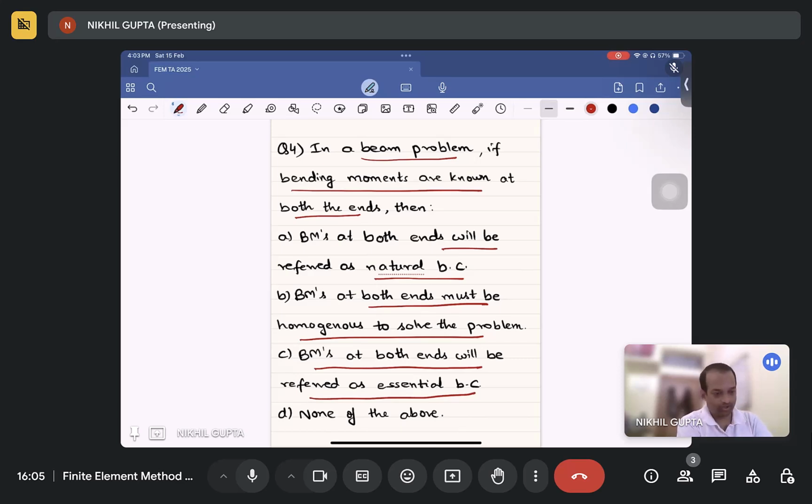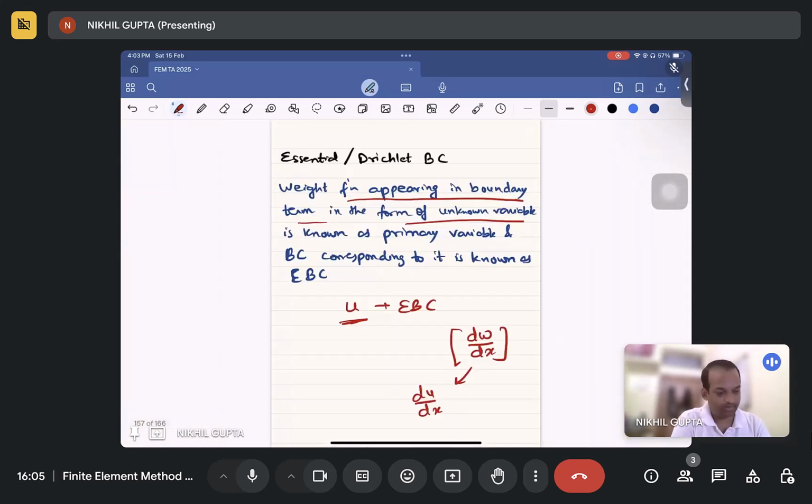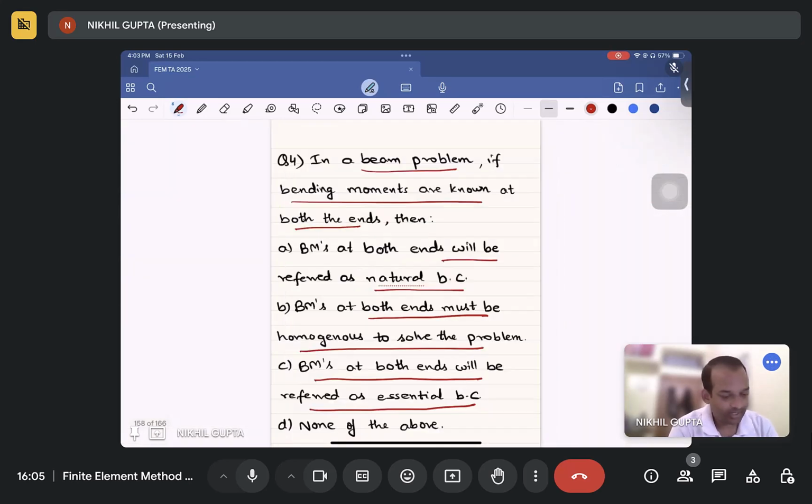So when you solve the beam problem and you get to know this primary and secondary well, you will get to know that bending moments at both ends are referred to as natural boundary conditions, which are the secondary variable for this problem.